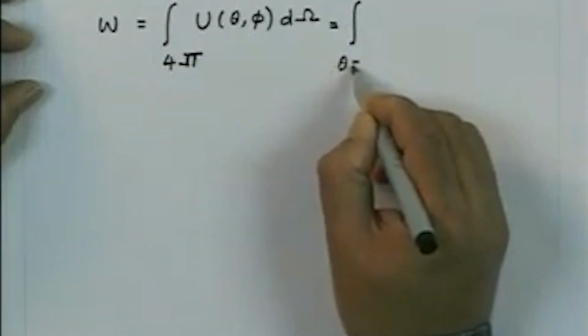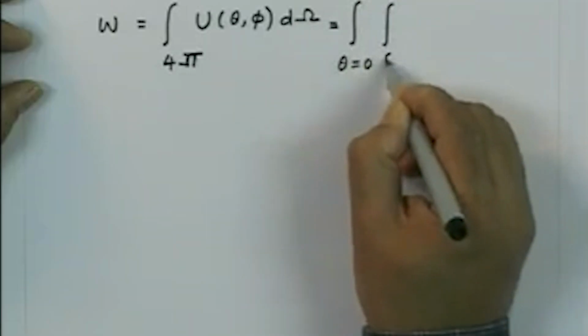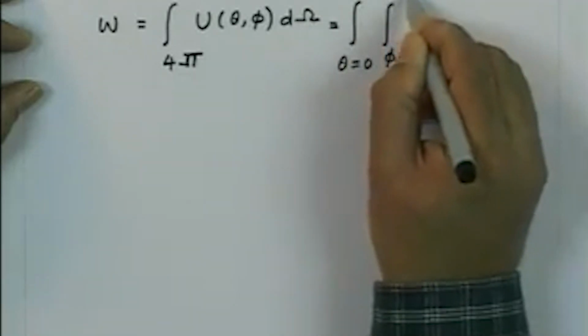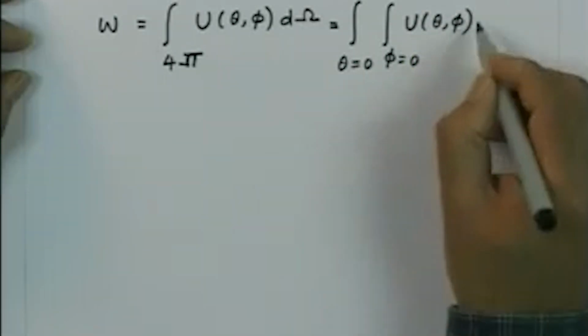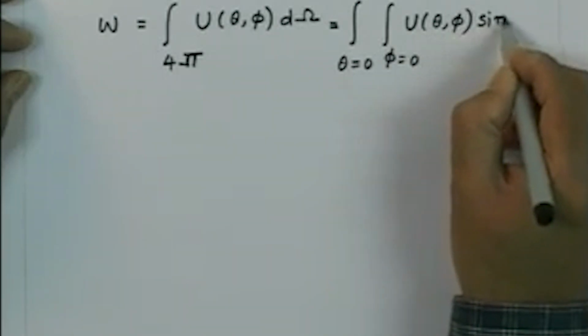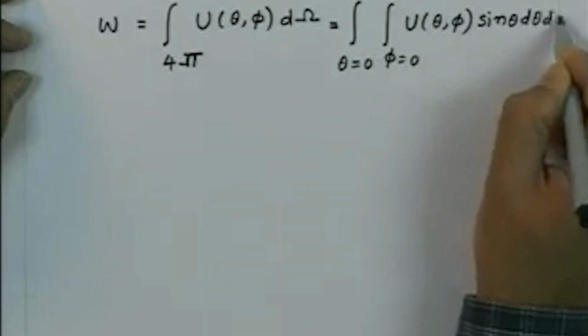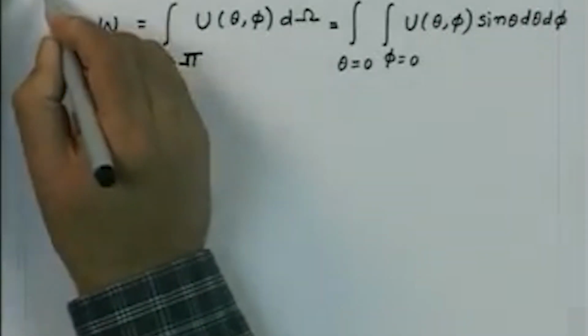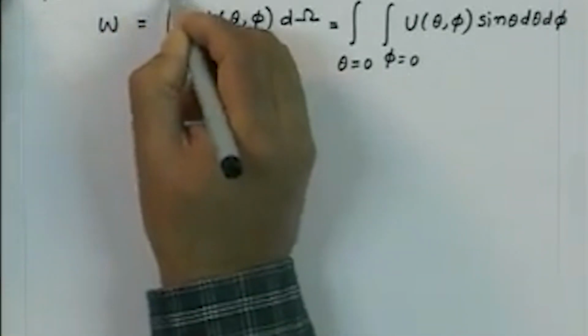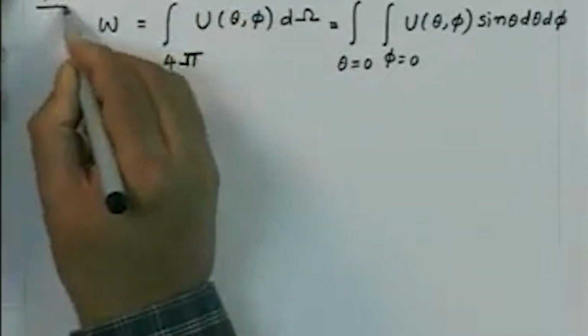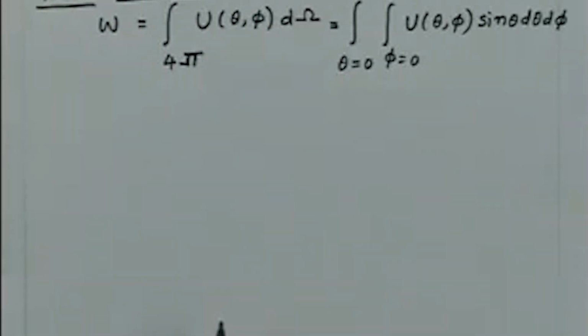So, if I write this specifically in terms of spherical coordinates, this is theta equal to 0 to pi, this is phi 0 to 2 pi, the radiation intensity U(theta, phi), sin theta, this incremental solid angle d theta d phi. So, this is the power radiated by the antenna. If I knew the distribution of the radiation intensity, then I can find out the total power radiated by the antenna.